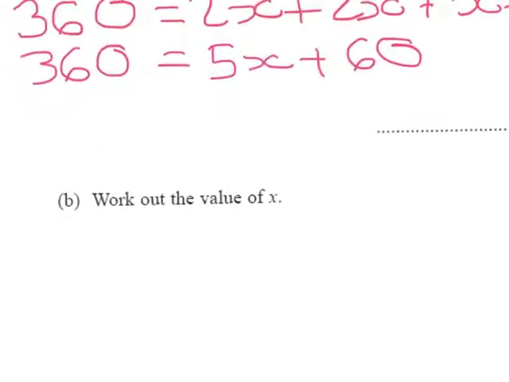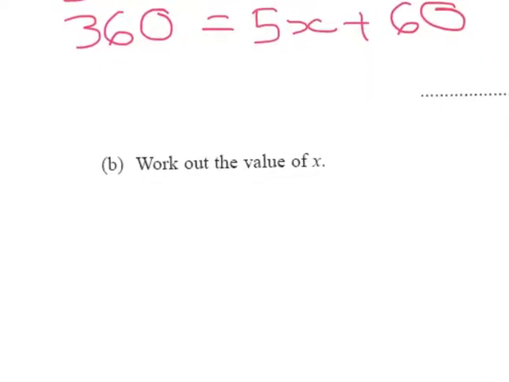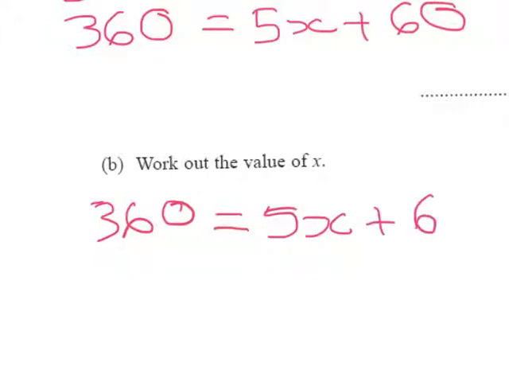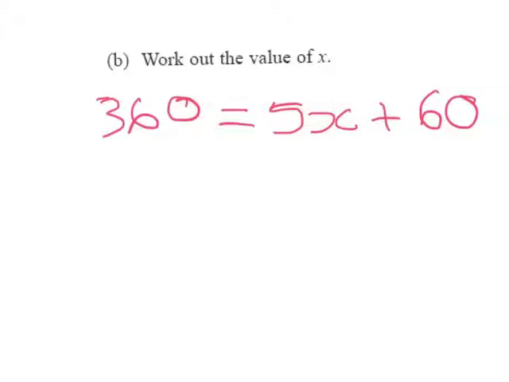Okay. The next thing they're asking us to do is work out the value of x. Okay. Well, that basically means solve the equation. Okay, nice and simple. 360 equals 5x plus 60. So if we solve this equation, we need to start thinking about getting the x on its own. We need to get the x on one side and numbers on the other.